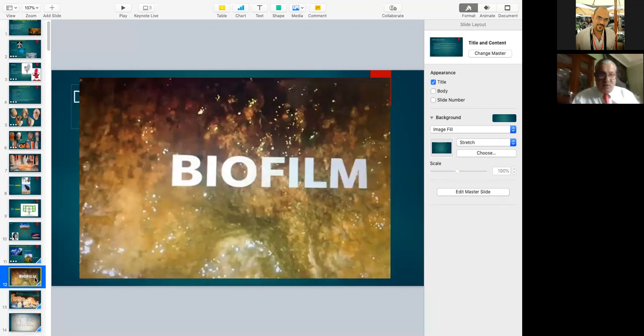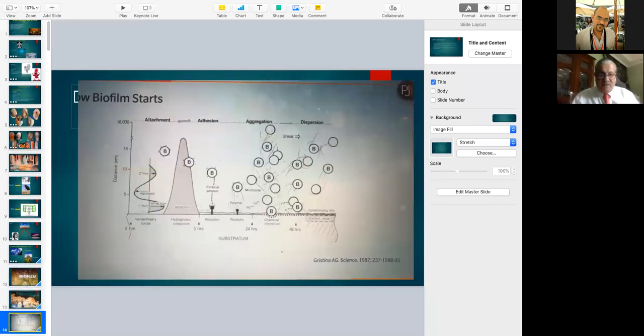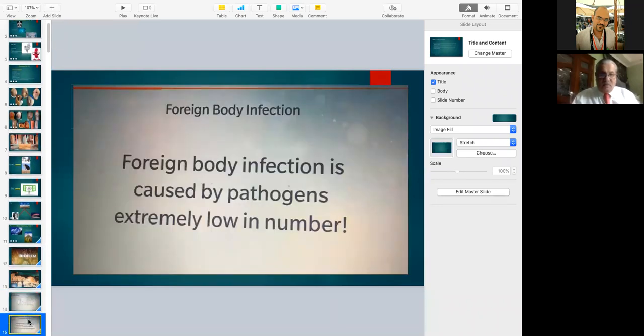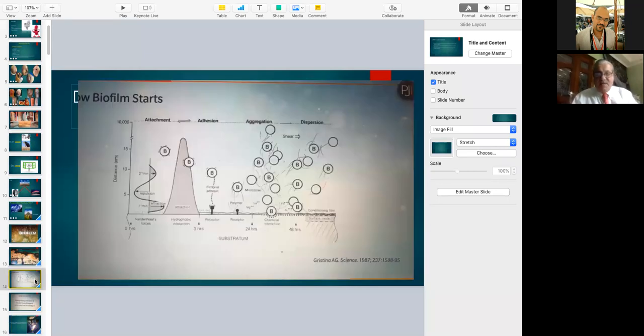Regarding some points about the biofilm, how it forms: from attachment, aggregation, and formation, it has a special mechanism by steps. When it attaches, then adheres and aggregates, then disperses, that is, it separates from the foreign body and causes more infection. Biofilm is important, and we talked in detail about that condition.